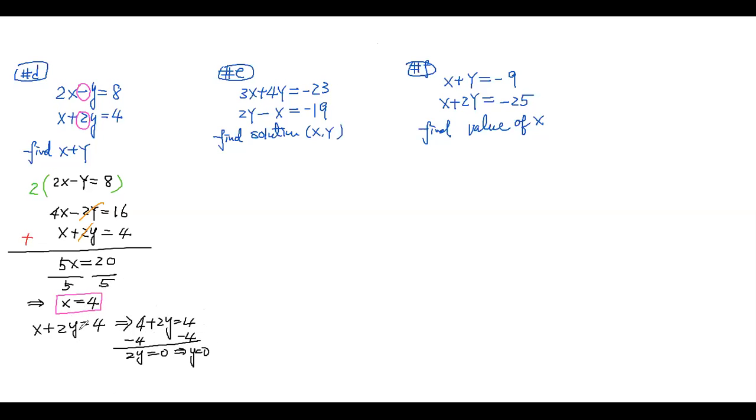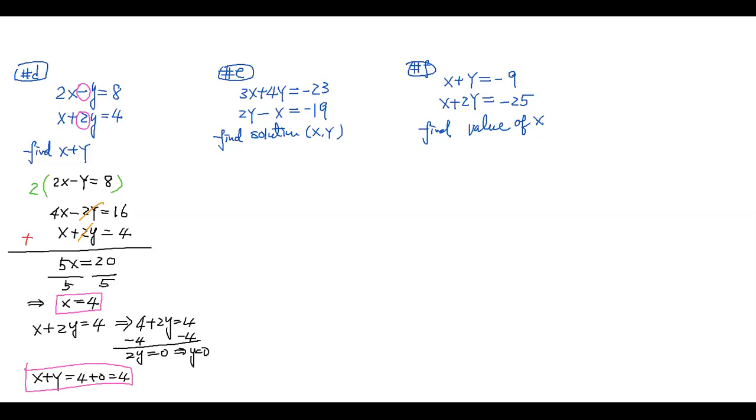So what do they ask us to find? They ask us to find x plus y. So it's 4 plus 0, which is equal to 4, right? Okay, so this is what you get when you use the elimination method to find it. Okay, so the next one is here.